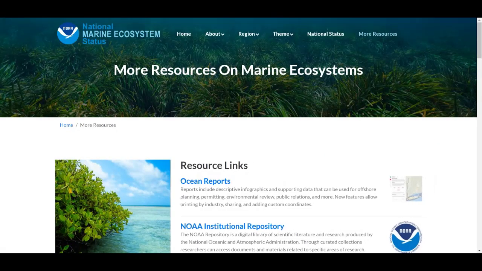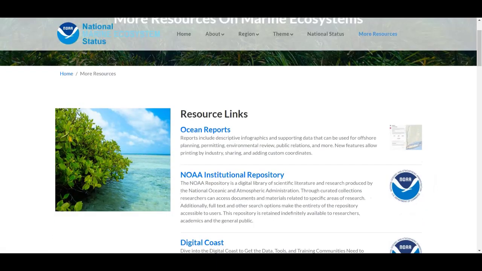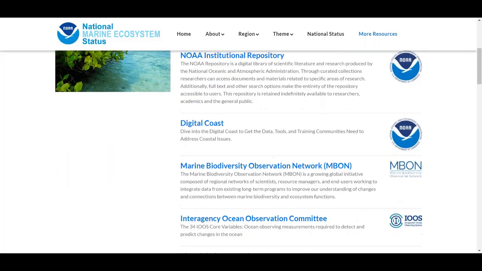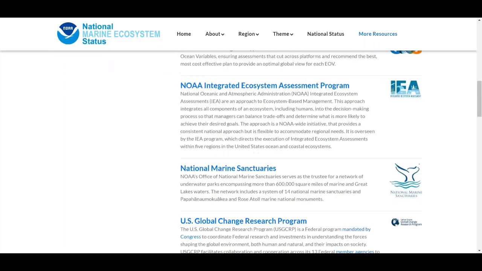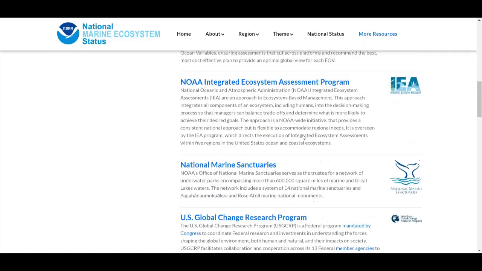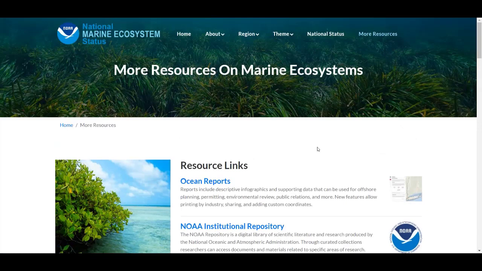The more resources tab will have access to things like ocean reports, which provides key demographic data around estuaries or specific areas, which I think could be really cool. As well as Digital Coast, which is the specific data portal for coastal data within NOAA, could also be extremely relevant. But all of this can be found on the website on each page, and then also under this More Resources tab.